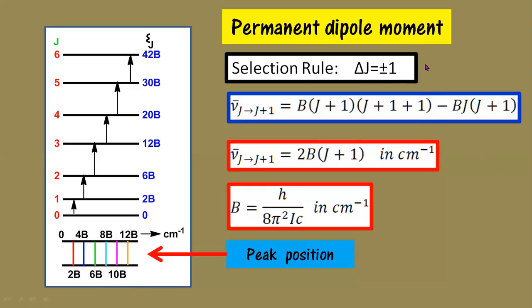So all this comes because of this selection rule, delta J equal to plus minus 1. So please guys remember this selection rule. In many of the exams, only this question comes: what is the selection rule for microwave spectroscopy? Also, the question related to permanent dipole moment is very frequent in the exam.